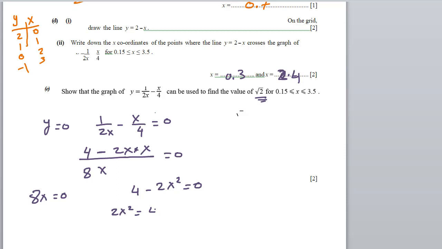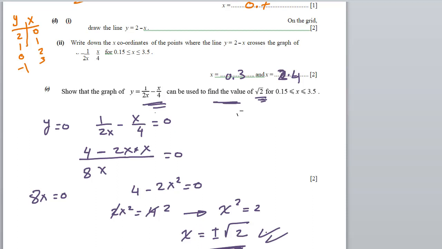So 2x squared is equal to 4. This one with this one is equal to 2. So x squared is equal to 2. So x is equal to plus or minus the square root of 2. So it means now this curve can be used to find the square root of 2, because one of the roots is the square root of 2.